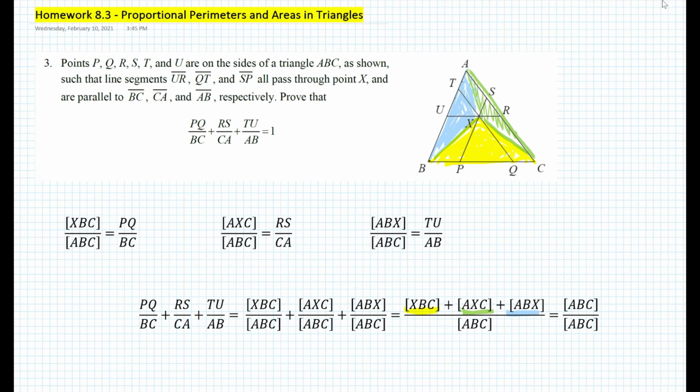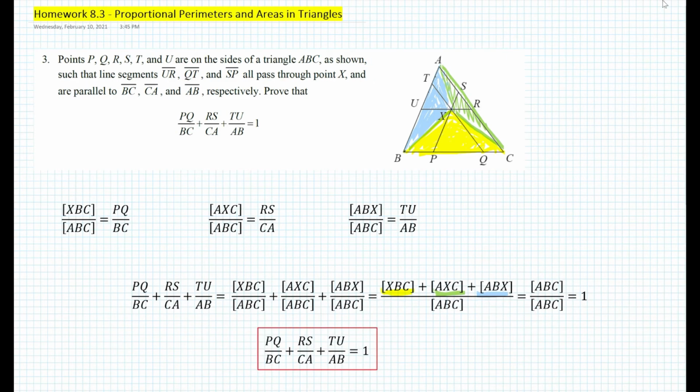And notice that now we have the area of ABC in the numerator, but also in the denominator. And if you divide both areas by equal quantities, the result is simply 1. So this means that we have proven the fact that PQ over BC plus RS over CA plus TU over AB is simply equal to 1.